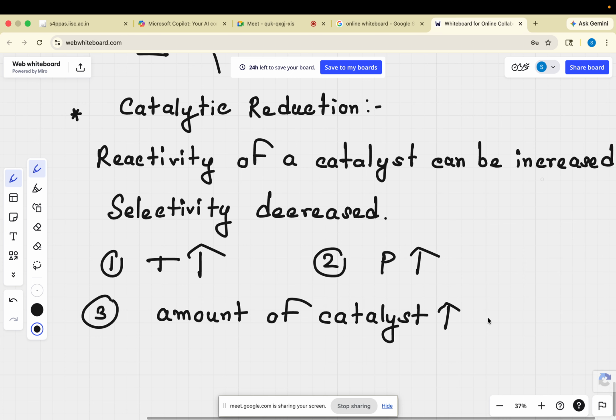If you increase the temperature, it will overcome the activation barrier, because if you increase the temperature, more collisions will happen. And when more collisions are happening, the activation energy is also decreasing, right? So if you increase the temperature or the pressure, ultimately your reactivity will increase. The third factor is what? You can use more catalyst, more amount of catalyst. That also is a factor.